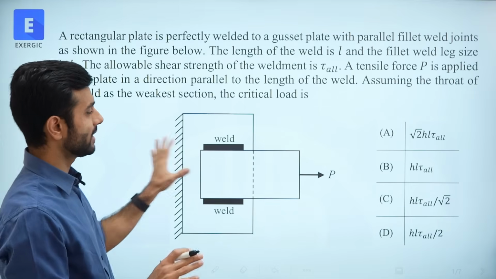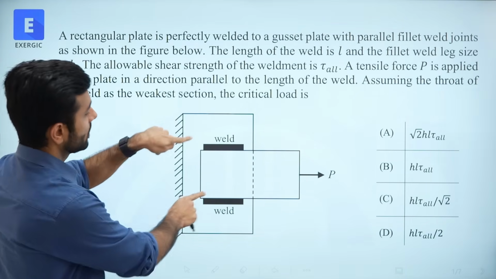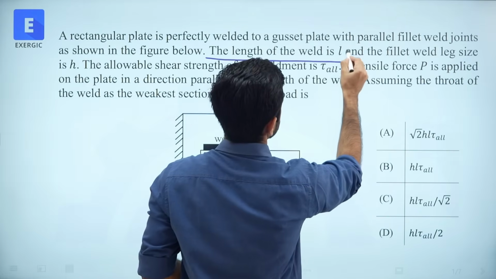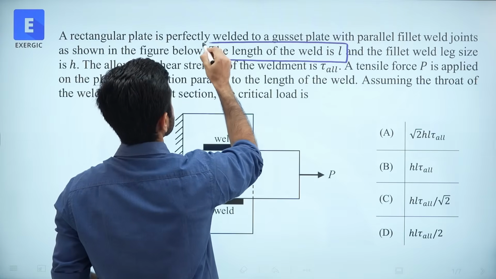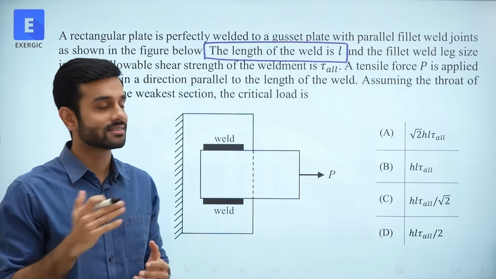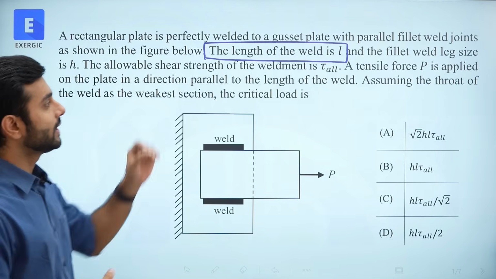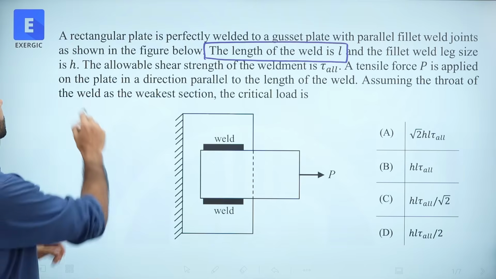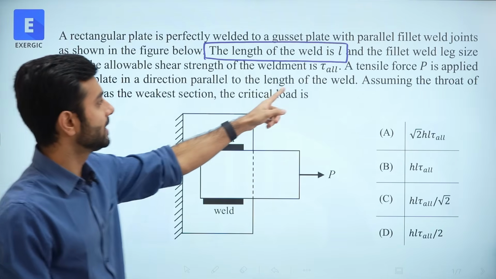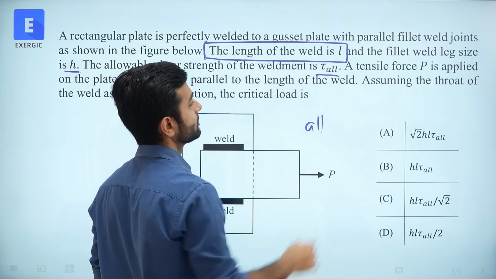The question is very simple, very straightforward, right? As you can see, this plate is welded onto this plate, and the weldments are also shown here. The length of the weld is L. This is the most ambiguous line which students are telling me. The length of the weld is L and the fillet weld leg size is h. Simple enough. Allowable shear strength of the weldment is tau allowable, in short form ALL is written.